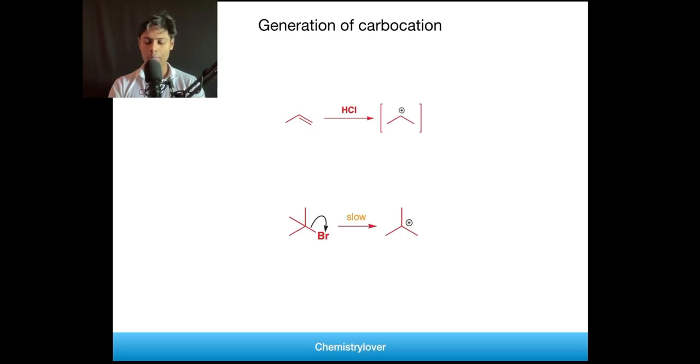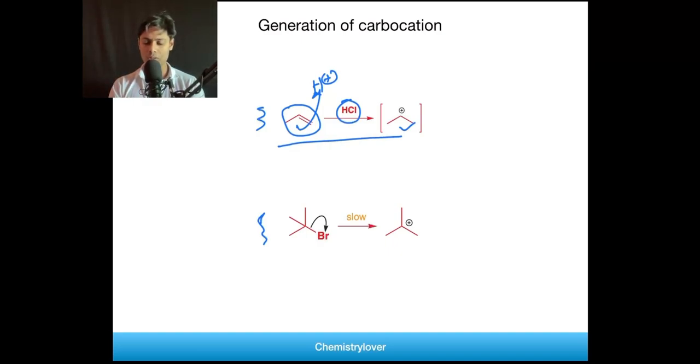Now I am representing these two reactions, this one and this one, showing how carbocations are generated. In the first reaction you can see you have this unsaturated compound, the alkene, where if you do protonation with acid you will get this carbocation. On one side of this double bond, where you have this proton, the protonation occurs, and as a result you get this carbocation. So this is how carbocations can be generated.